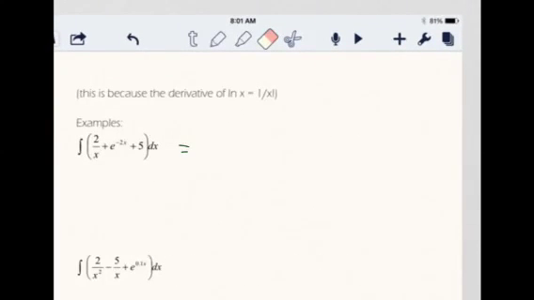The antiderivative of 2 over x. Again, the 2 is a coefficient. You may not be aware of how this works, but the 2 is going to stay. We're taking the antiderivative of this. But since the x is in the denominator, this is 2 times the natural log of x.